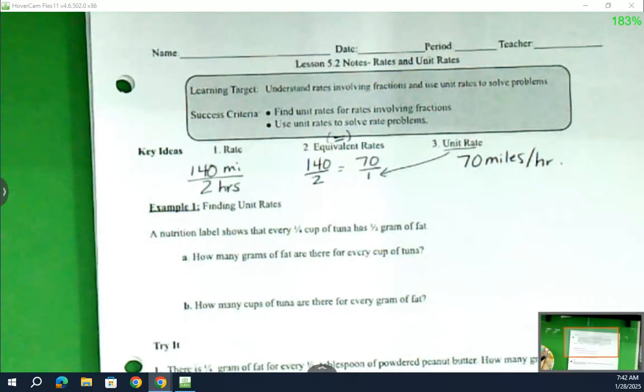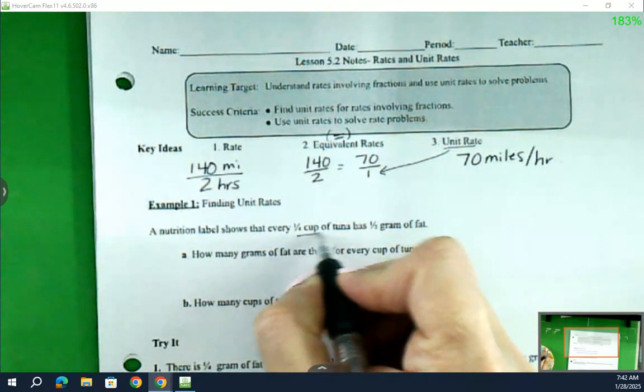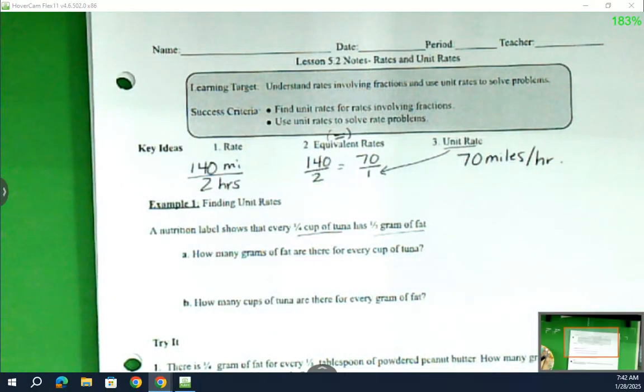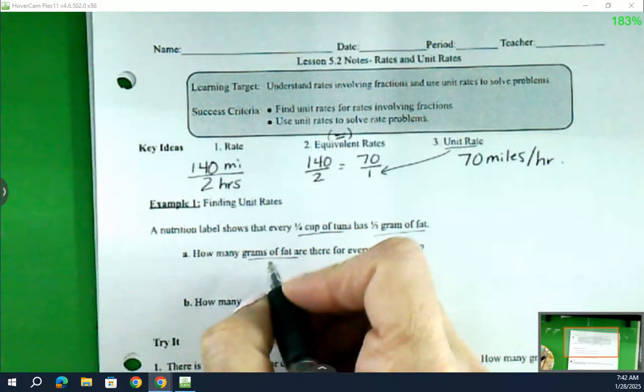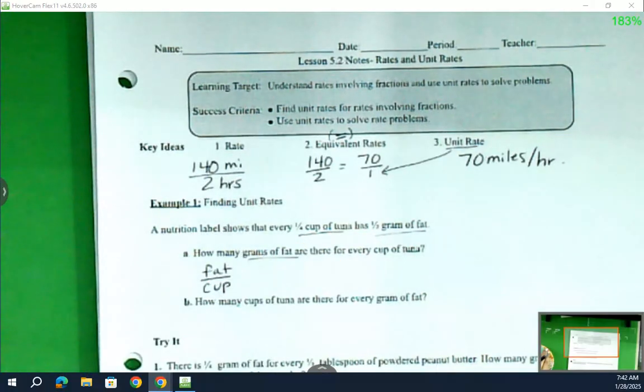Okay, so then we have some examples here. Example number 1, finding the unit rate. A nutrition label shows that for every half a cup of tuna has half a gram of fat. How many grams of fat are there for every cup? So right now we have grams of fat per cup of tuna.